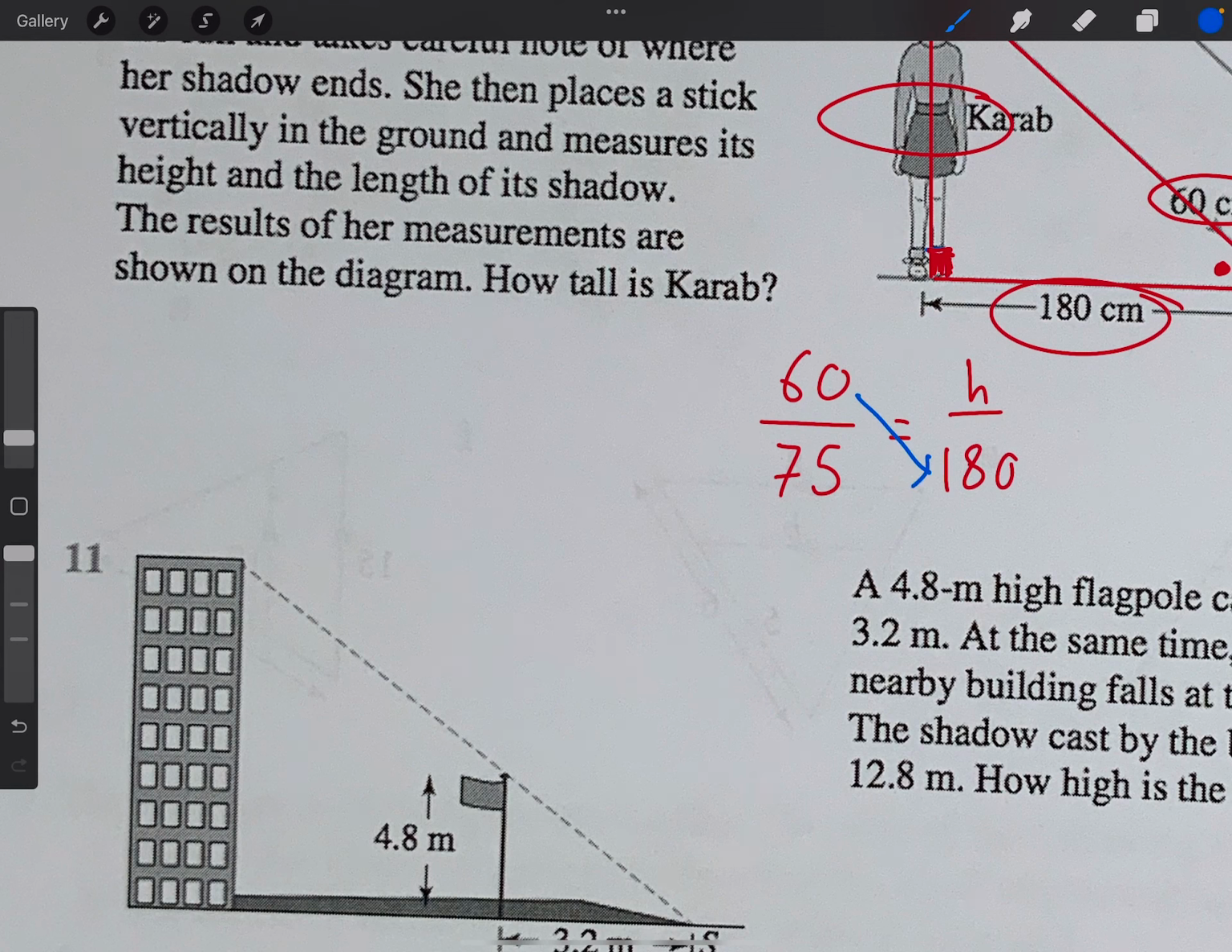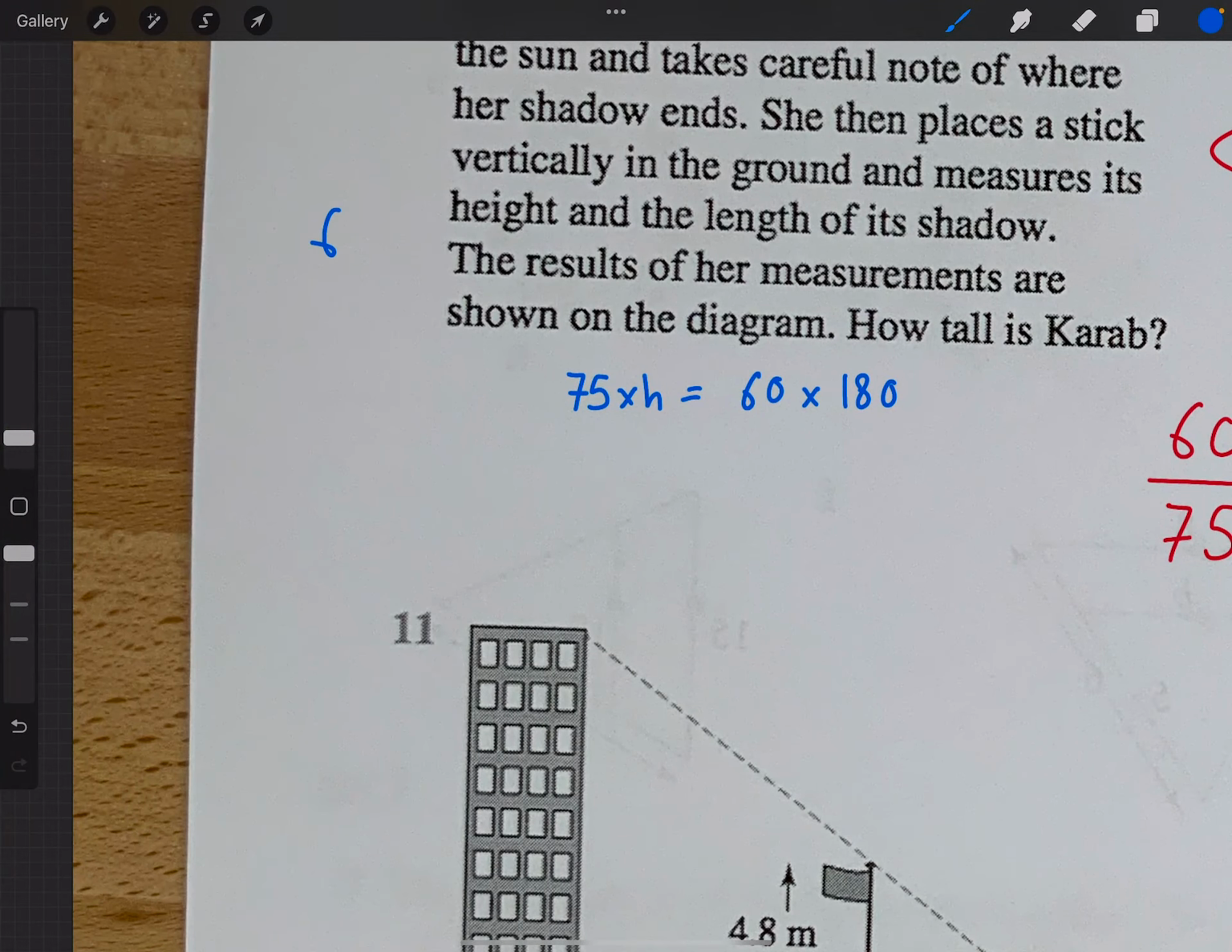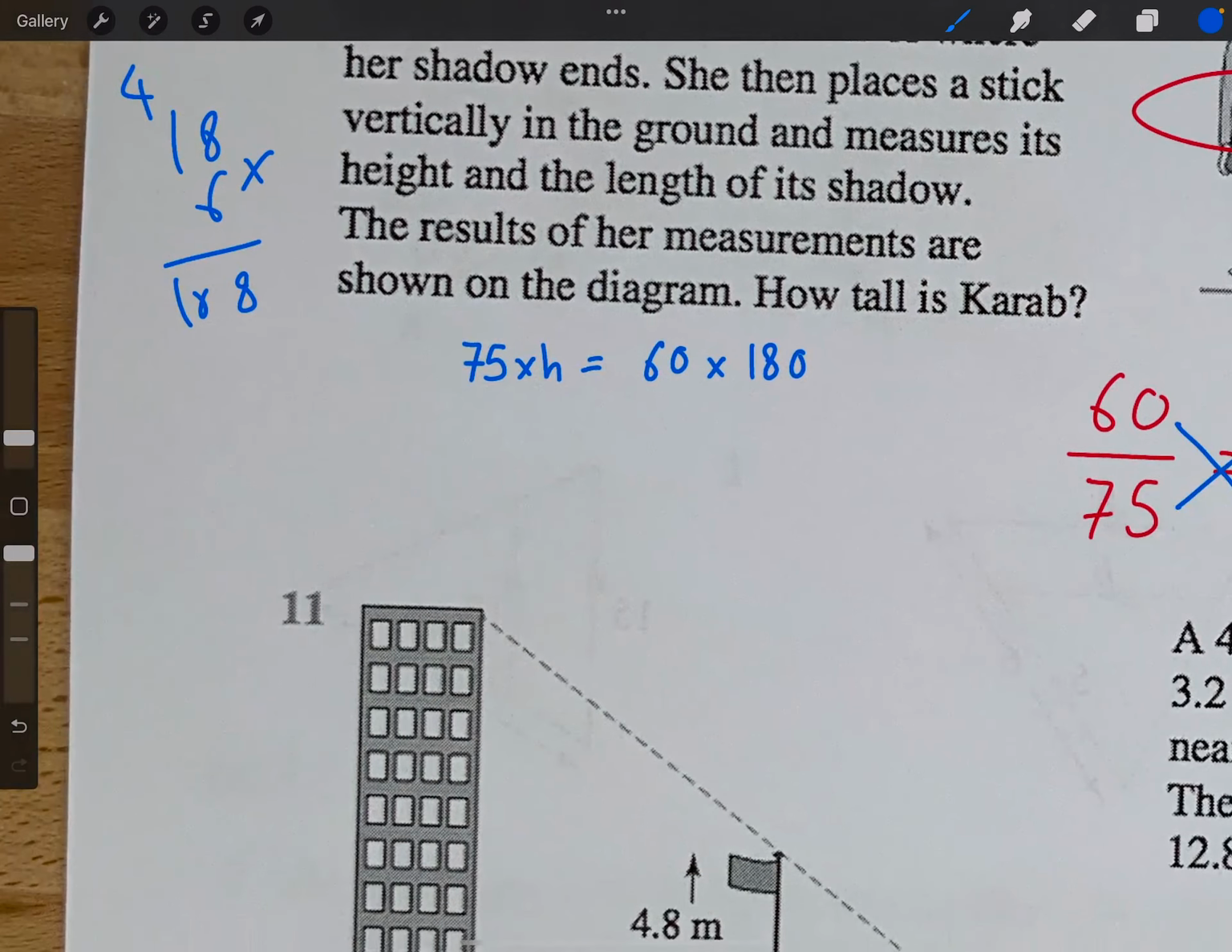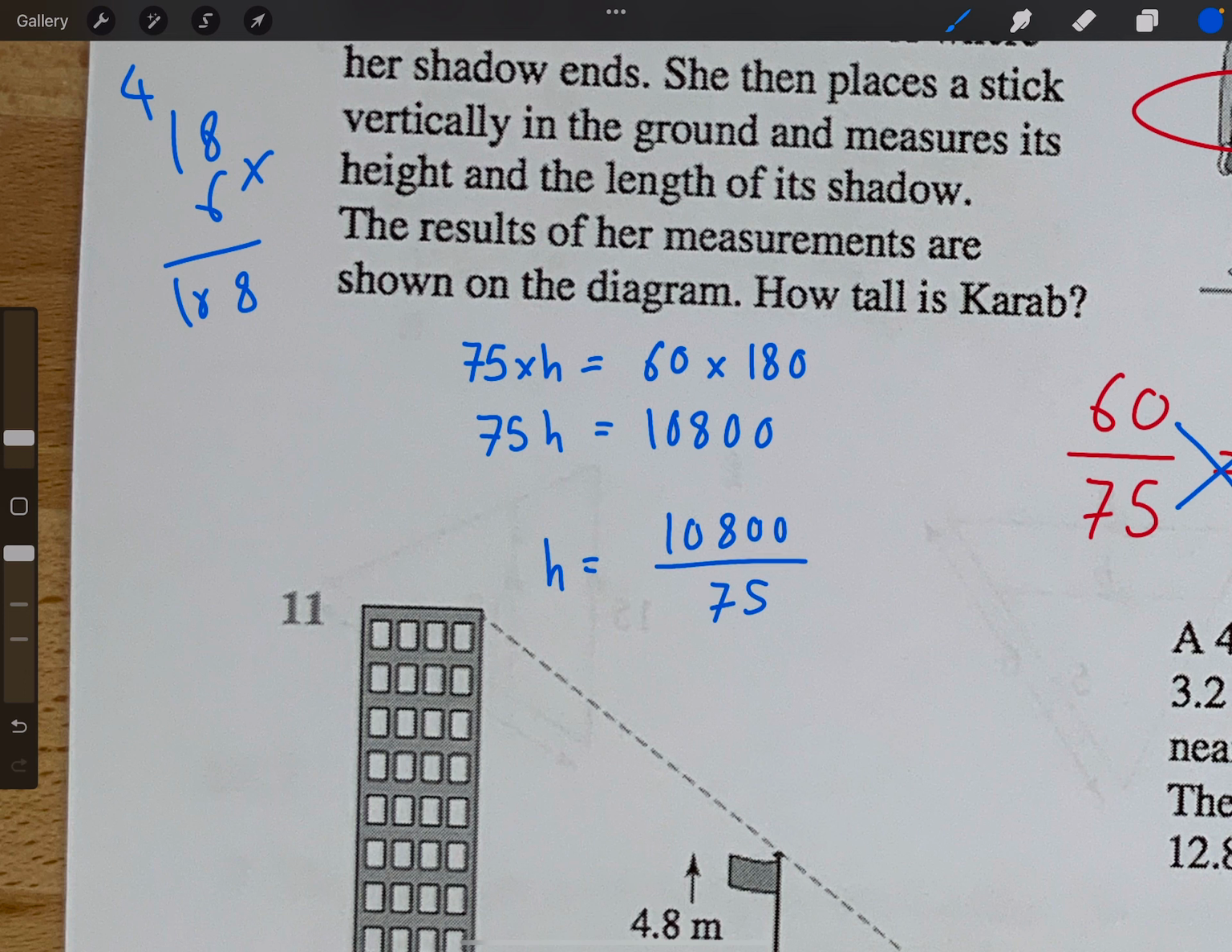So we can multiply these two numbers and these two numbers. So we can say 75 times h is equal to 60 times 180. So 6 times 18. What's 6 times 18? Let me just work that out real quick. 6 8s are 48. 108. So this will be equal to 10800 equals 75h. So therefore h is equal to that number divided by 75.